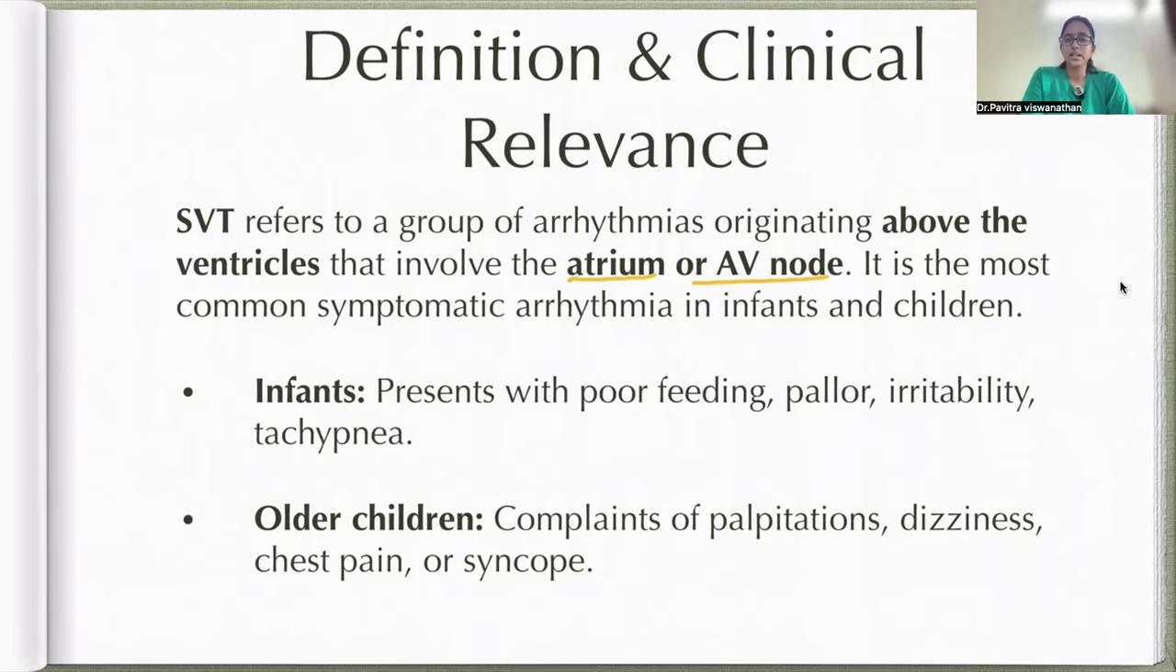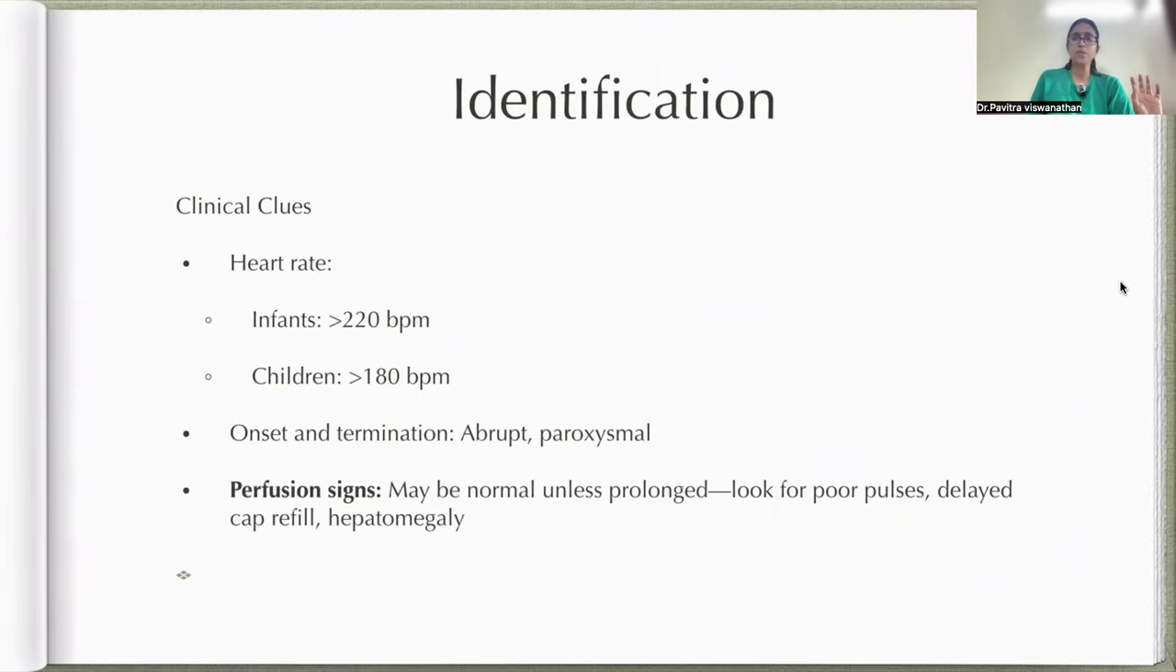Whenever an infant or a child comes with significant tachycardia, for an infant it is about 220, for older children it is above 180, with signs of poor peripheral perfusion in infants, or in older children palpitation, dizziness, syncope and chest pain, then you suspect this could be a supraventricular tachycardia. How do you know? Clinically, the child is very tachycardic. Infants about 220, children above 180.